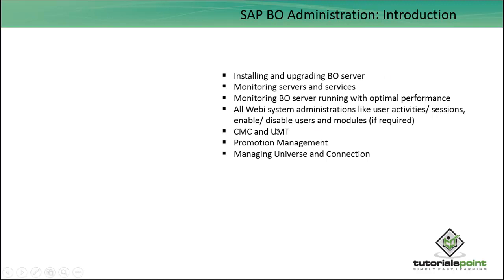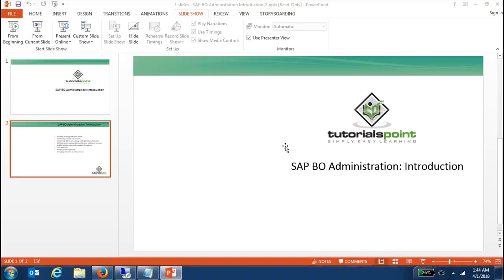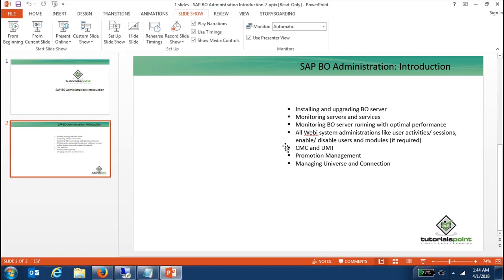Then we have promotion management. Promotion management is used for the migration of objects between different environments. Let's say we have development, QA, and production environments. We use promotion management to move repository objects from one repository to another one. Then we have managing the universe and the connections. The BO admins are also responsible for managing the universes and the connections which are there in the BO repository.